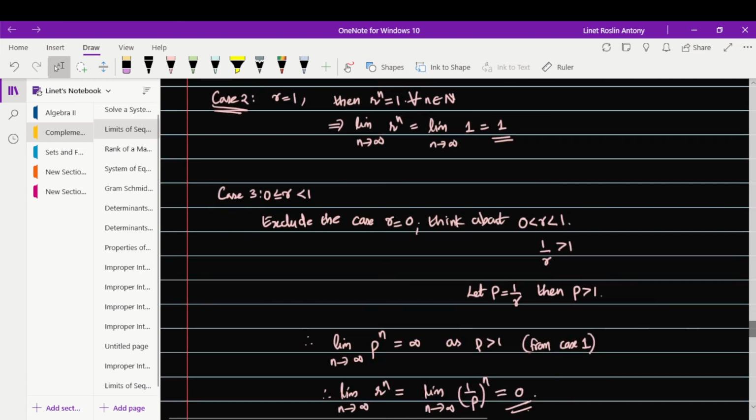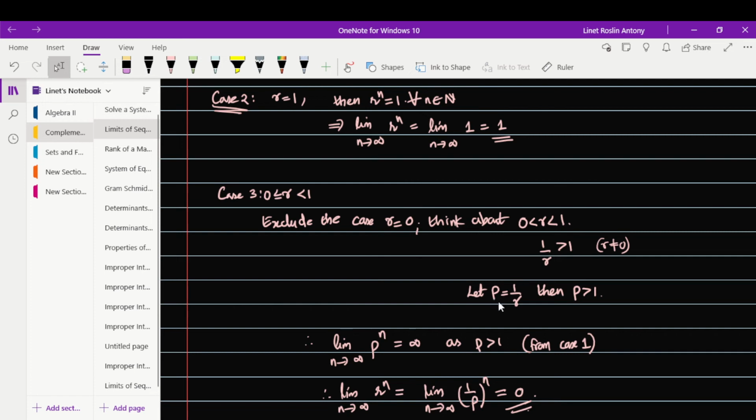And the third case is ranging from 0 to 1. So here 0 less than or equal to r less than 1, right? So we are just excluding the case r is equal to 0. Just think about 0 strictly less than r strictly less than 1. So this will mean, since r is strictly less than 1, 1 by r is strictly greater than 1. We exclude the case r is equal to 0 because we have to take 1 by r here. Here r is not equal to 0, so it's okay. So that is a definite number. So 1 by r is strictly greater than 1.